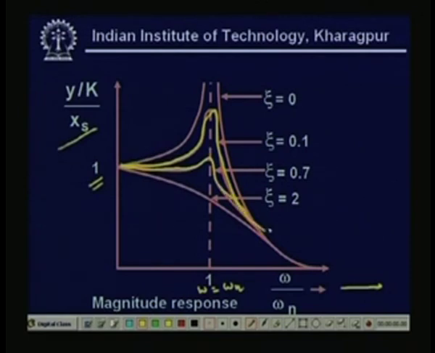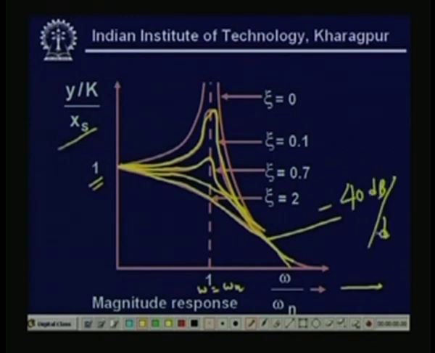And for overdamped systems, xi equal to 2, it will look like this. Now, I have not plotted for xi equal to 1, the critically damped system, but it does not matter, because the response should look something like this. And this roll off you will always find is minus 40 dB per decade for a second order system. In the first order system it will be minus 20 dB per decade.